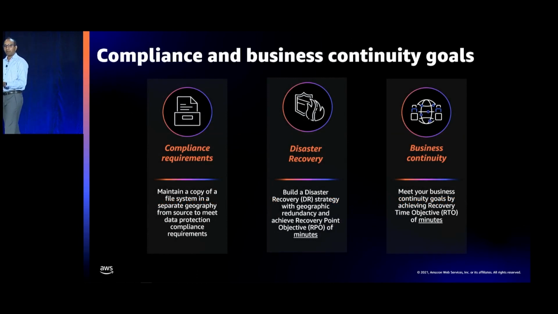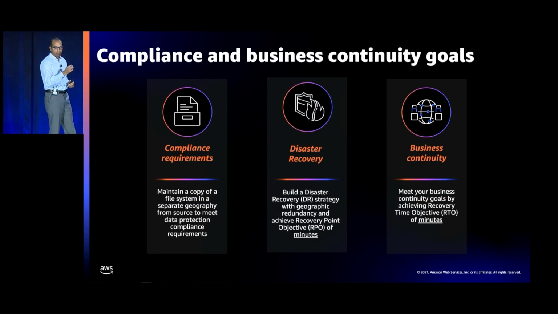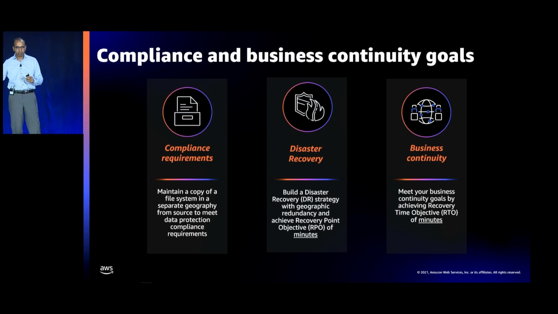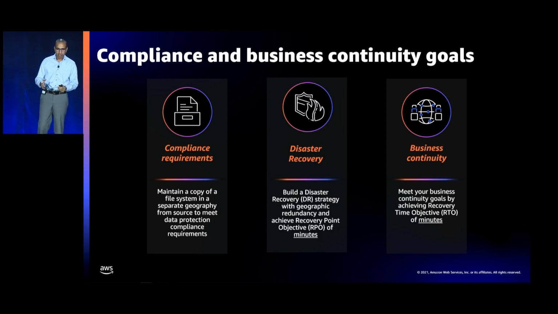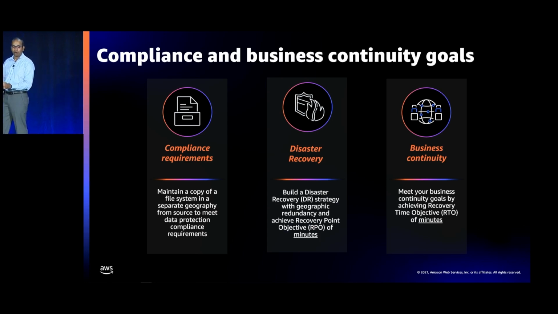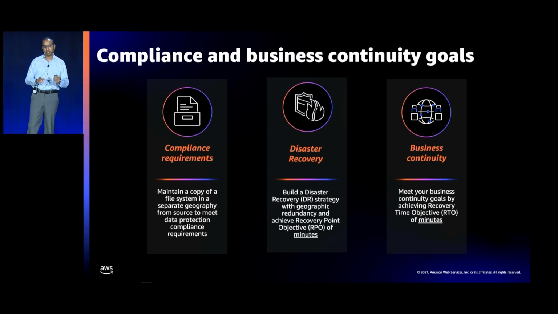So now let's talk about your compliance and business continuity goals. Your business needs data protection compliance requirements. You need to maintain a copy of your file system that is separated hundreds of miles apart from the source file system. You also need to build a DR strategy accommodating these hundreds of miles of geographic separation and meeting an RPO of minutes. And then the most important part, to maintain business continuity, you need to achieve an RTO of minutes post interruption of service. So these are your compliance and business continuity goals.